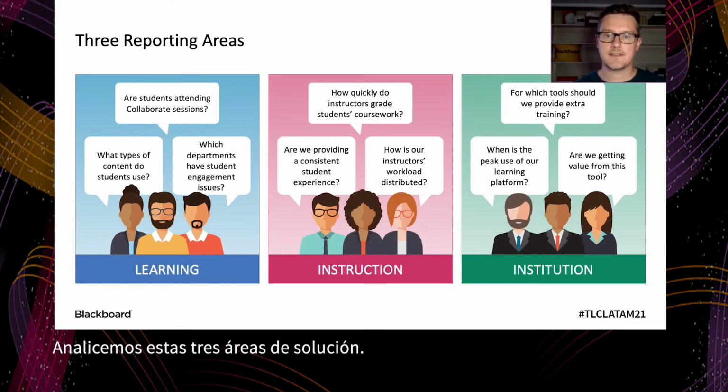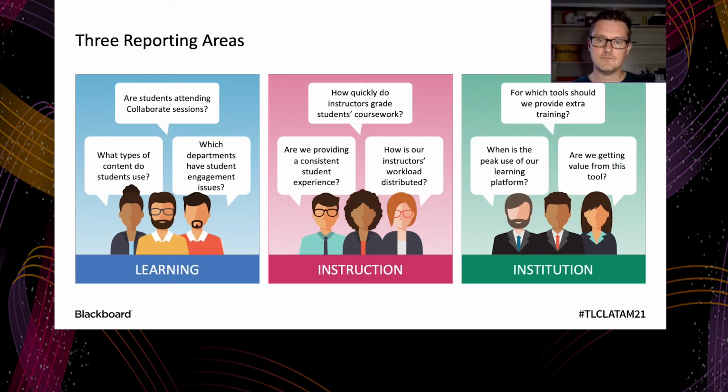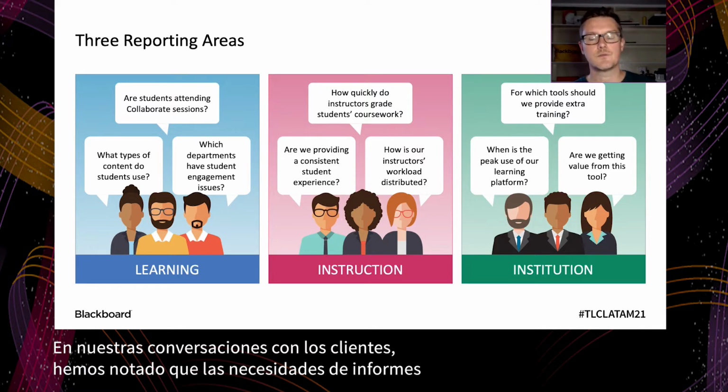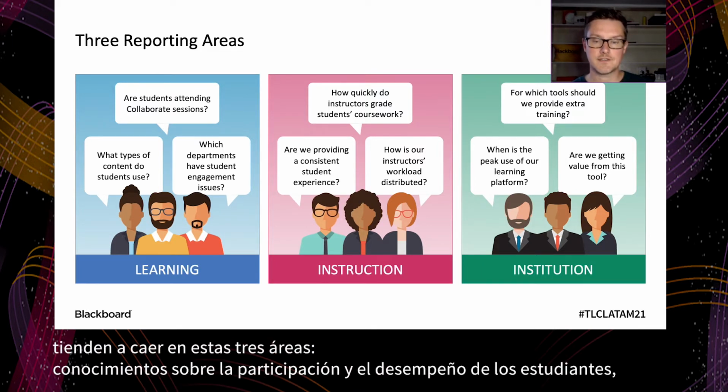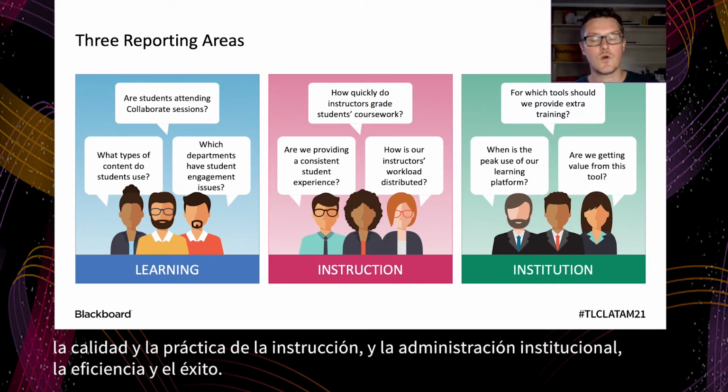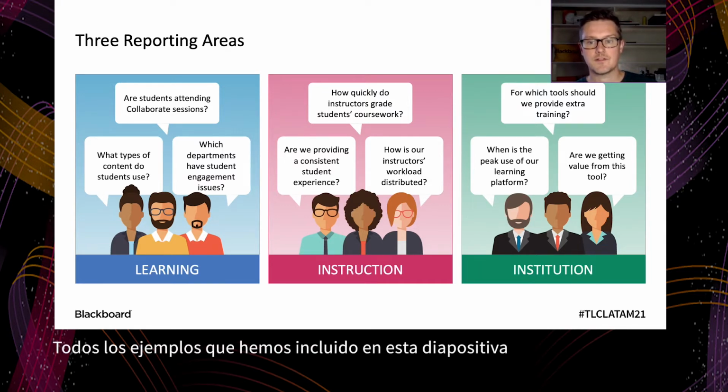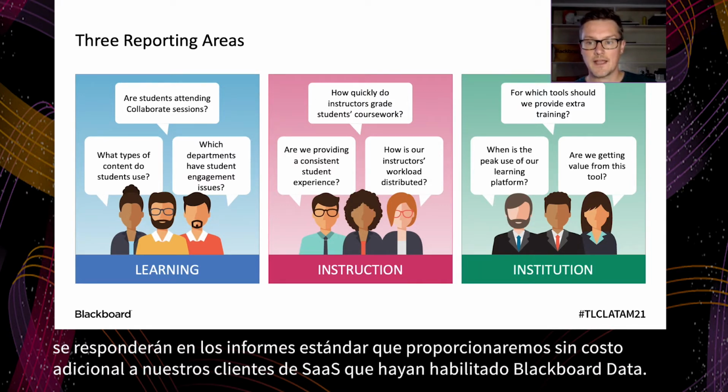Now let's unpack these 3 solution areas. In our conversations with clients, we've noticed that reporting needs tend to fall into these 3 areas: insights about student engagement and performance, instructional quality and practice, and institutional administration, efficiency and success. All the examples we've included on this slide will be answered in the standard reporting that we'll provide at no additional cost to our SaaS clients who've enabled Blackboard data.